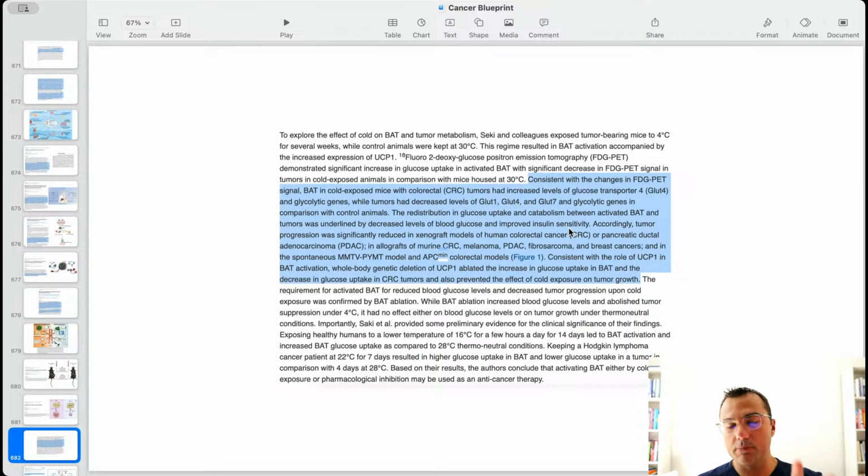Again, it's a systemic response. So it just goes to show you don't have to be exposing that part of the body that has a tumor to cold. Now, will that enhance it? Maybe. Don't know the answer to that.